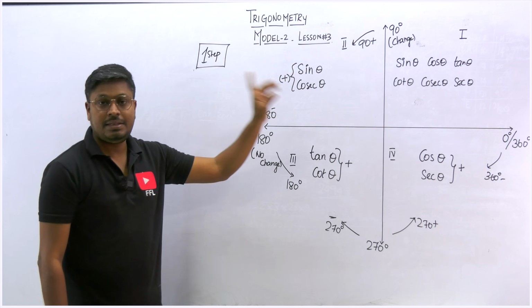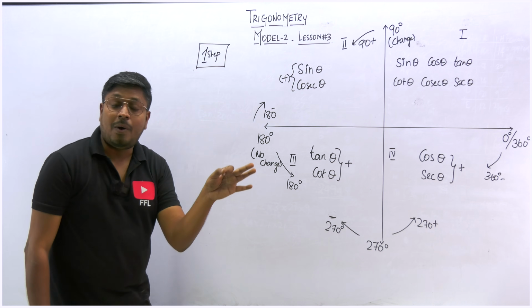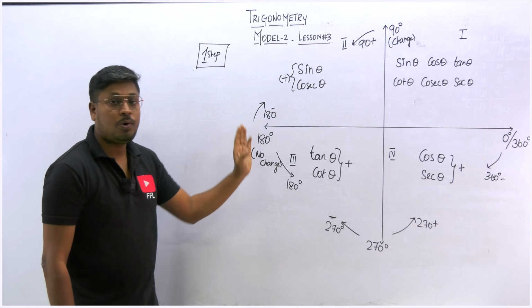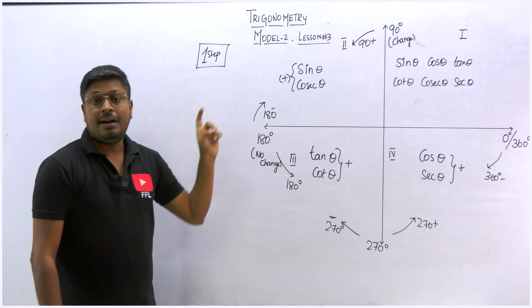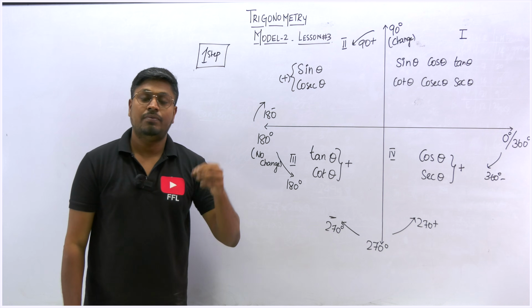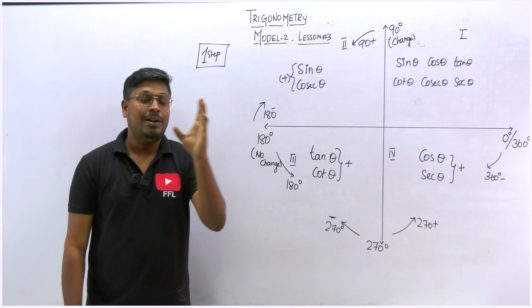If it is odd, change. Third step, quadrant: first quadrant, second quadrant, third quadrant, fourth quadrant. And the final step is the trigonometrical angles, which values are positive. For that I have learned one shortcut: All Silver Tea Cups.